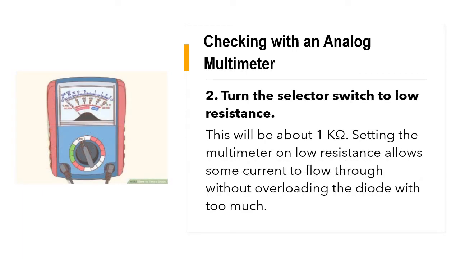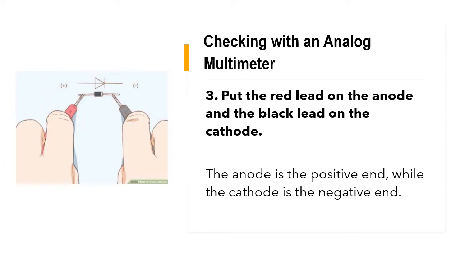Two, turn the selector switch to low resistance. This will be about 1000 ohms, and setting the multimeter in low resistance allows some current to flow through without overloading the diode with too much. Third, put the red lead on the anode and the black lead on the cathode. The anode is the positive end, while the cathode is the negative end.